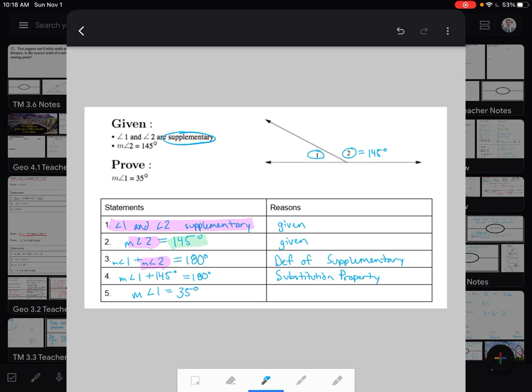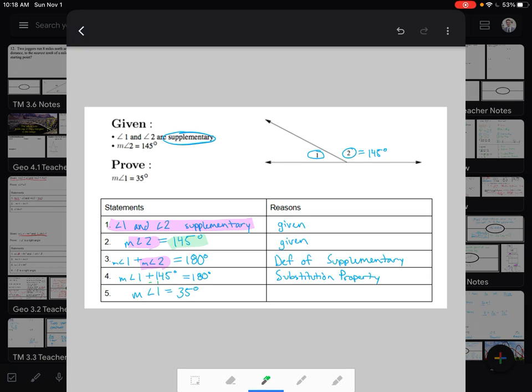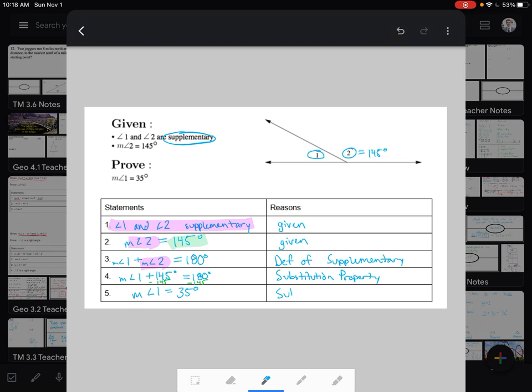And now we're one step away. We need to have just angle 1 equaling 35, and we have this 145, so we need to get that out of there. What we would do here, I'll put this in a different color, is subtract 145 from both sides. When we do that, we're left with 35 on the right and the measure of angle 1 on the left. We're going to call that the subtraction property.